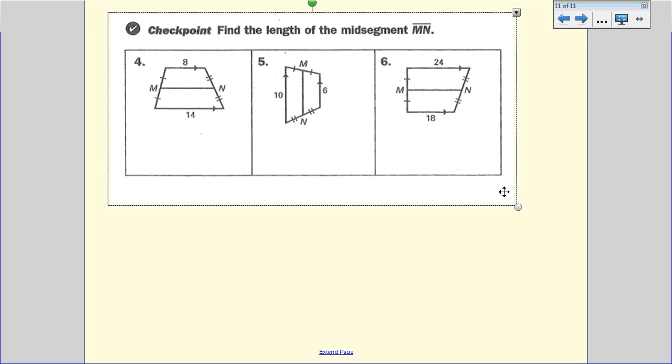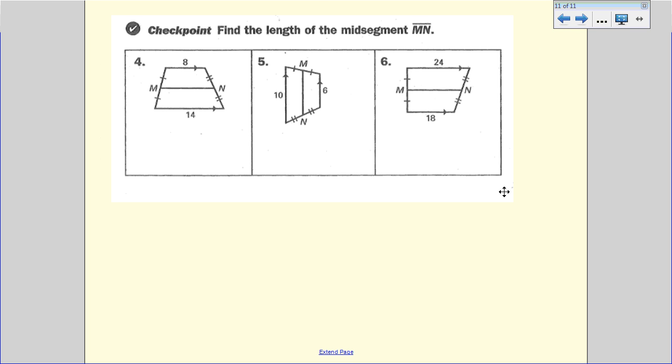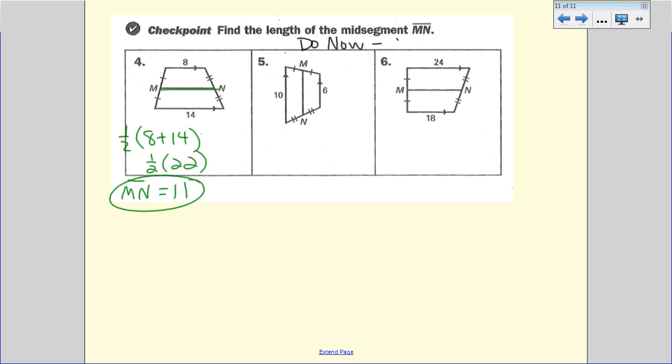All right, so here's our checkpoint. Find the length of MN. MN is just the average of these two, so 8 plus 14. And then I'm going to multiply that by 1/2. So 1/2 times 22. MN is equal to 11. 11 is between 8 and 14, so I feel very confident. All right, your job is to do now. And then we will check in class.